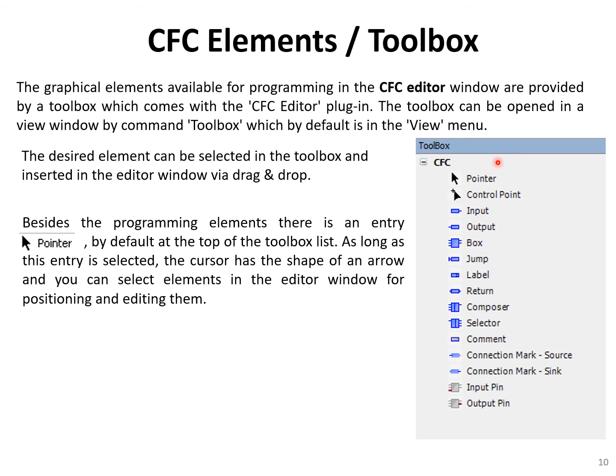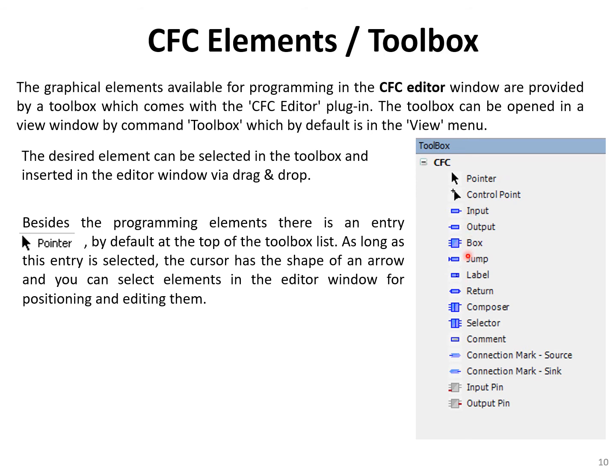The desired element can be selected in the toolbox and inserted in the editor window via drag and drop. So you simply drag and drop input and you will see the input element. Then box, you will see the box element, and so on and so forth. For the other ones, jump, label, return, composer, selector, and other ones that we will discuss in coming slides. What are these exactly?